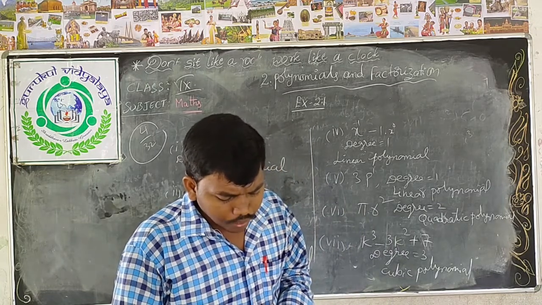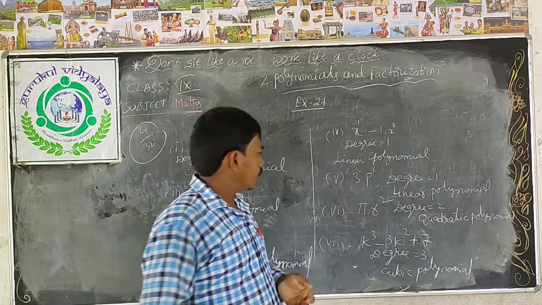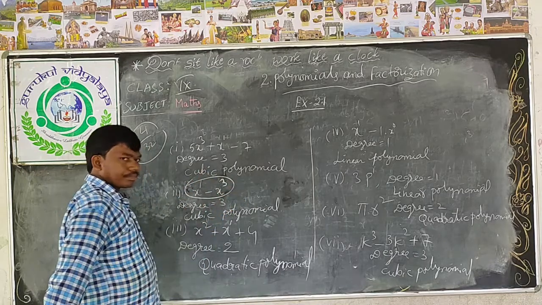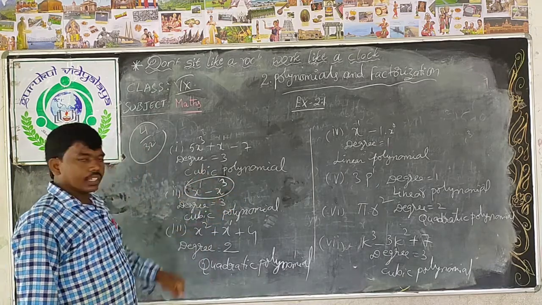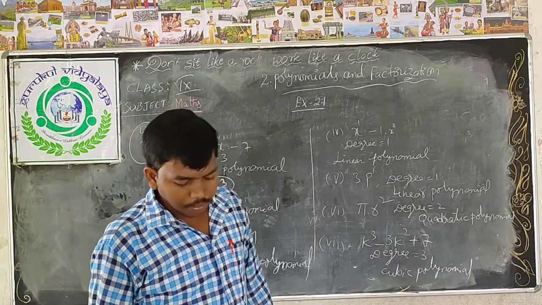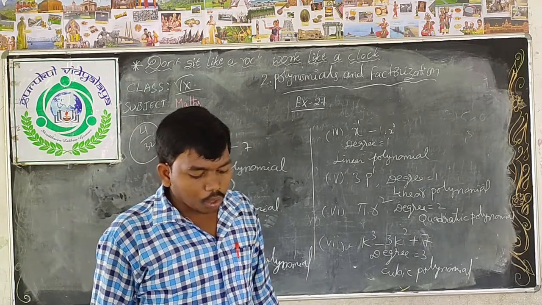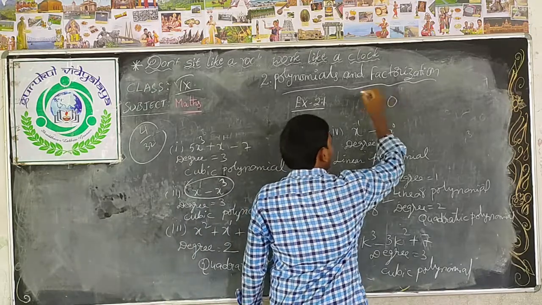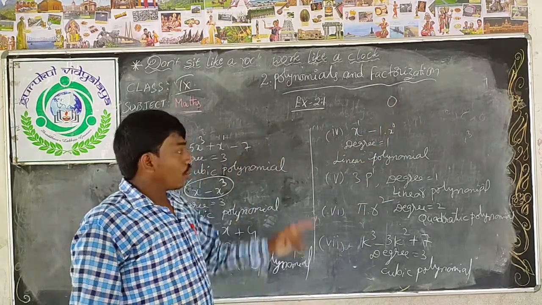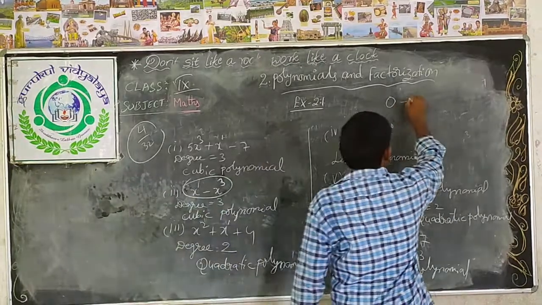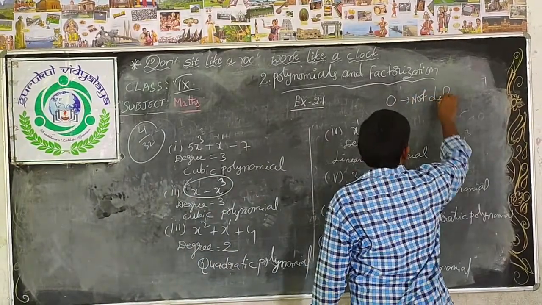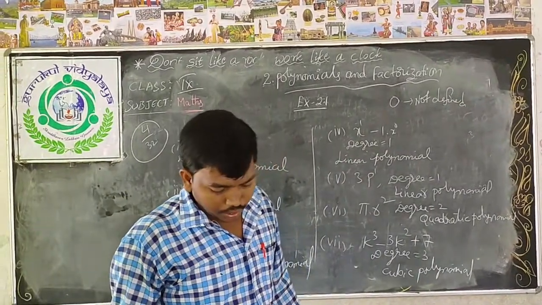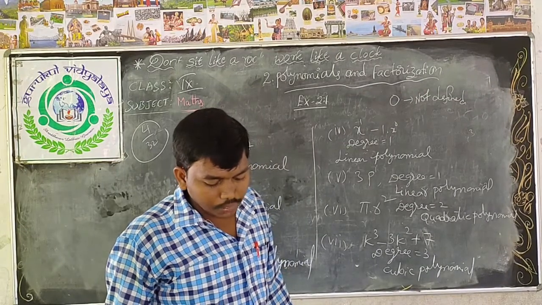A binomial may have degree 3. Yes. Here is an example, this is a binomial also. 2 terms are there now. Degree 3. Yes, a binomial may have degree 3. Degree of 0 polynomial. The 0 polynomial, that is the 0. What is the degree of 0? Not defined. Not defined.